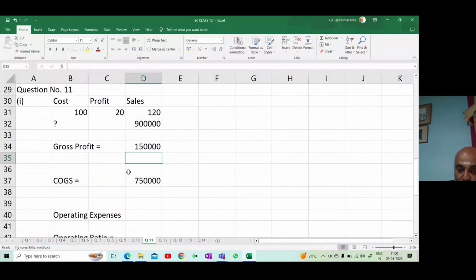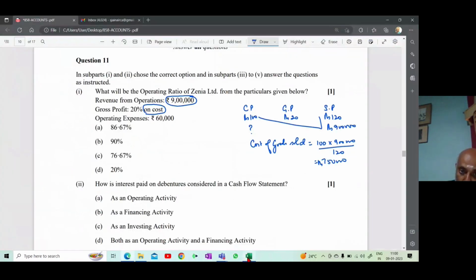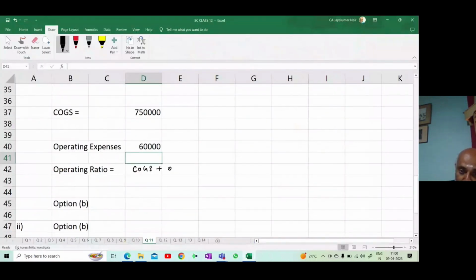Operating expenses is given in the question. It is 60,000. Therefore, operating ratio. How do you find operating ratio? It is cost of goods sold plus the operating expenses, whole divided by sales, into 100% to convert it into percentage. So it is 7,50,000 plus the operating expenses, which is 60,000, over the sales, which is 9 lakhs, into 100%.